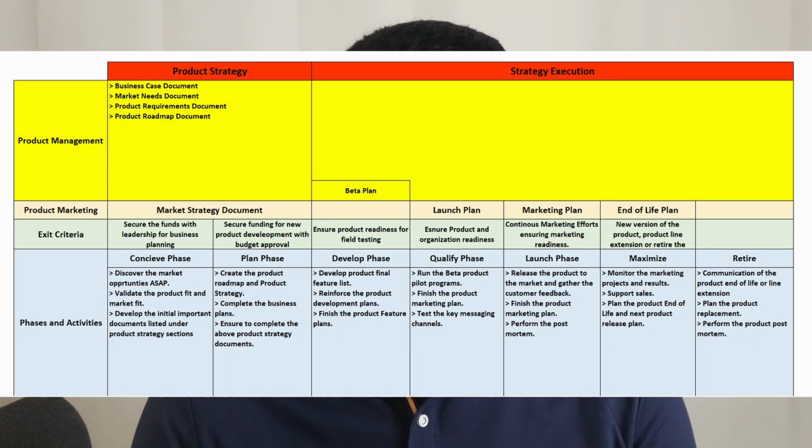Today we are diving into a very important topic. What is product lifecycle management, explained simply.